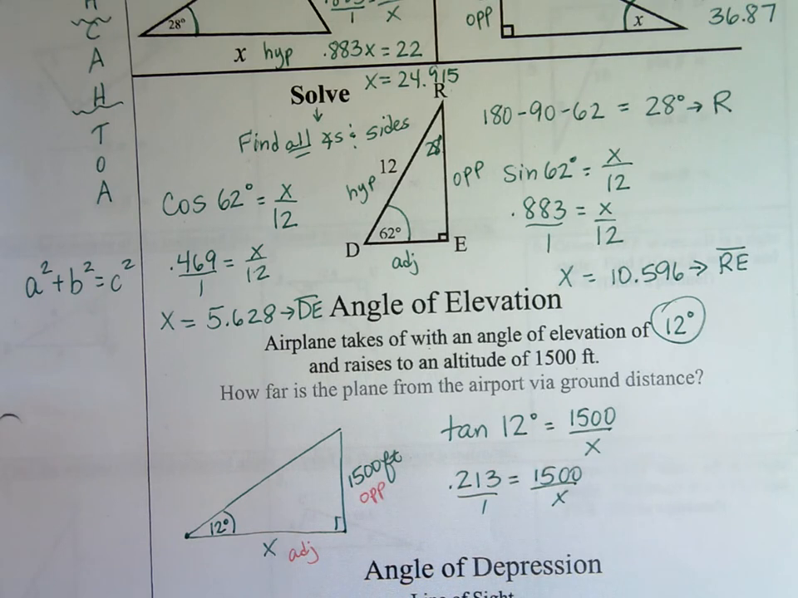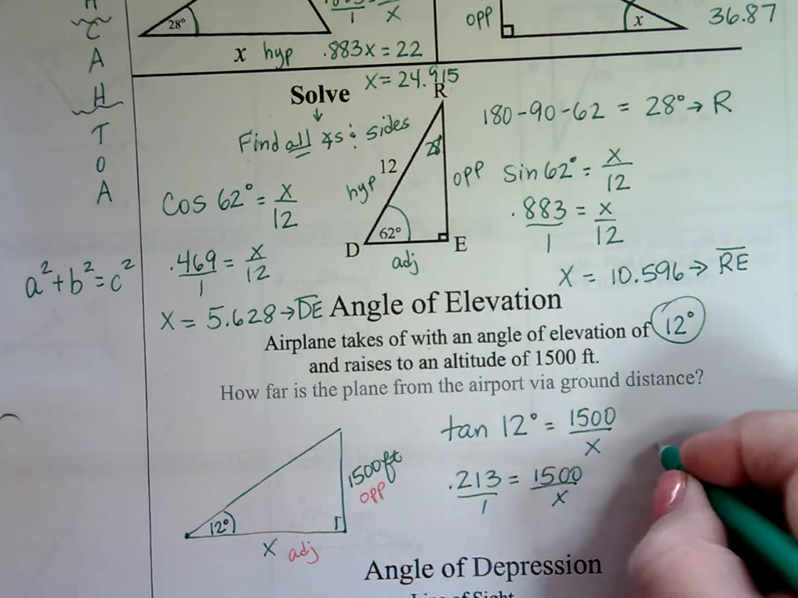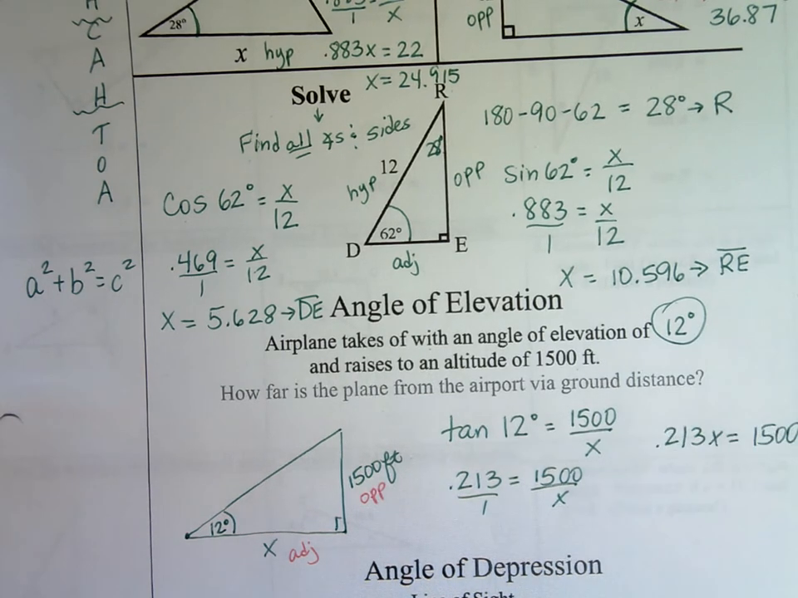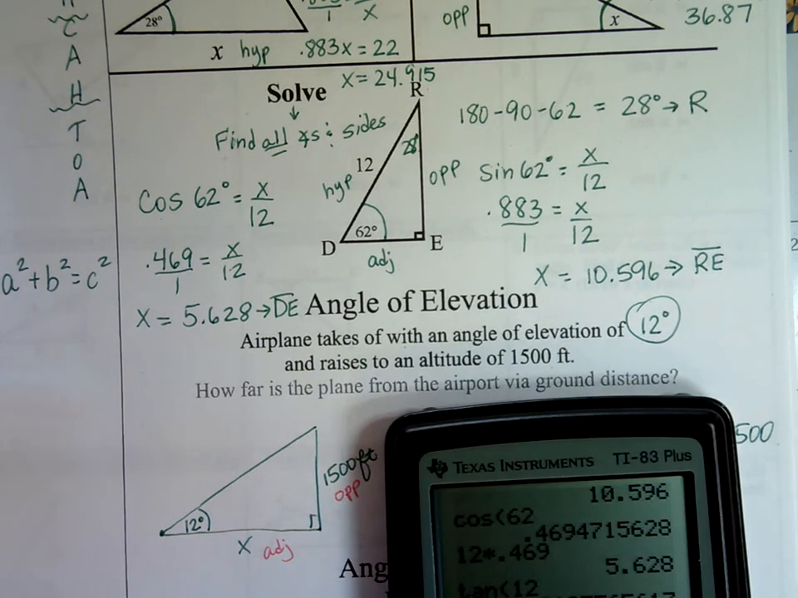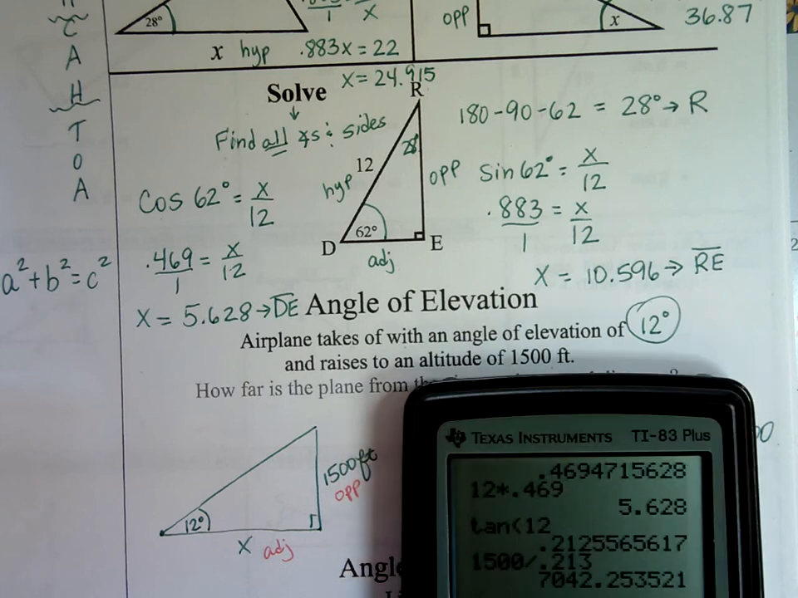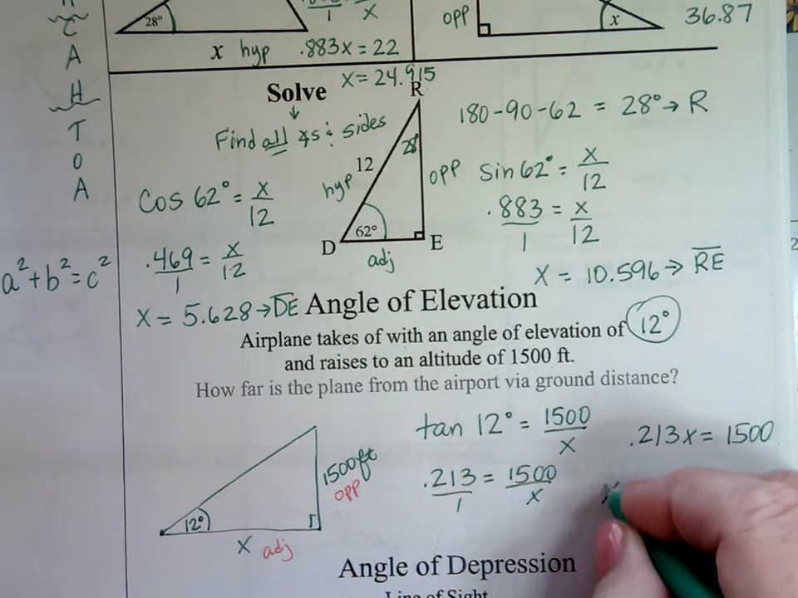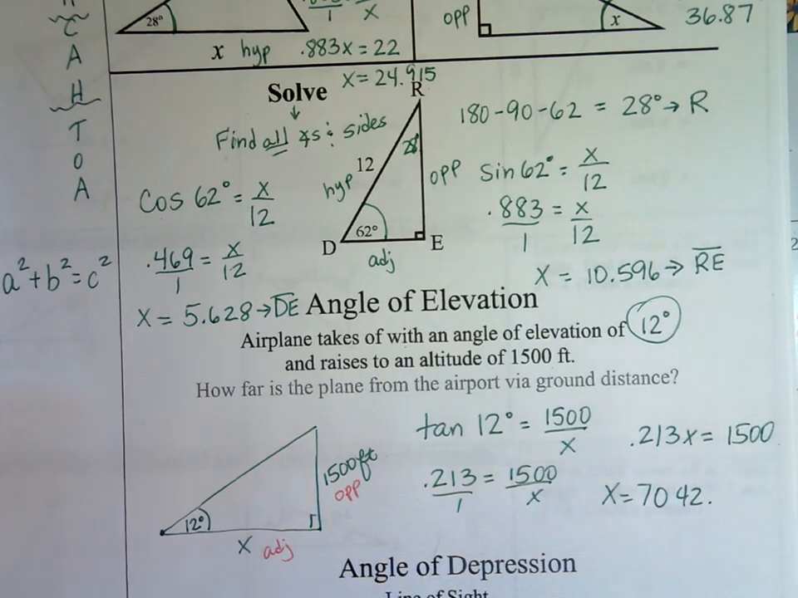This one's not going to be as easy. I've got a couple steps to get to the answer, but I have 0.213x equals 1 times 1,500. So I have to go to my calculator and divide to calculate out what this is going to be. So back to the calc. 1,500 divided by 0.213. And I get 7,042.25. X equals 7,042. I guess we said we'd go 3 decimal places, so 7,042.254.